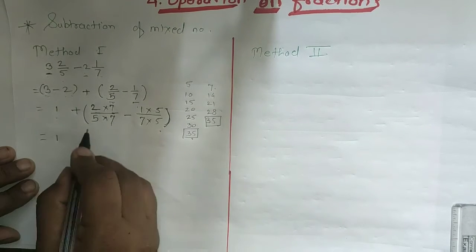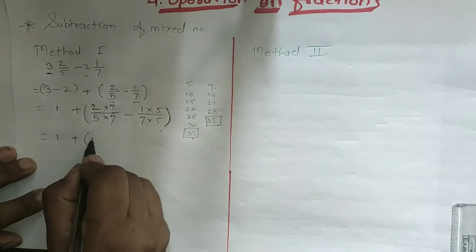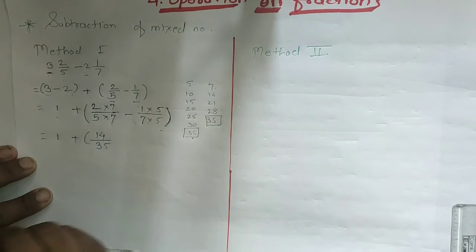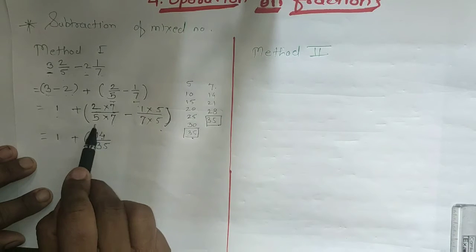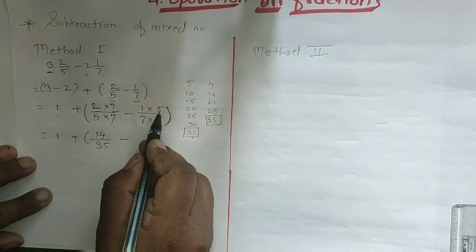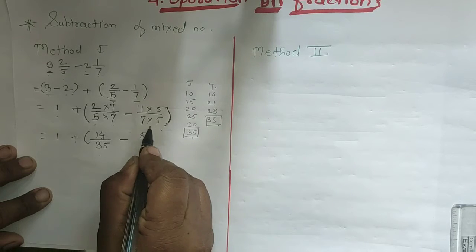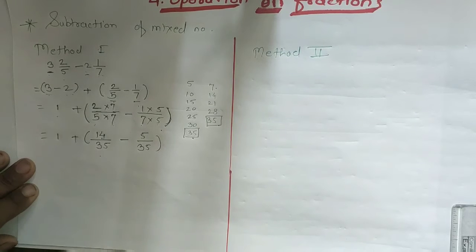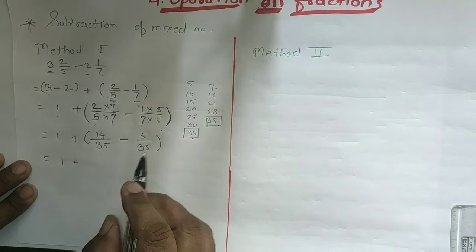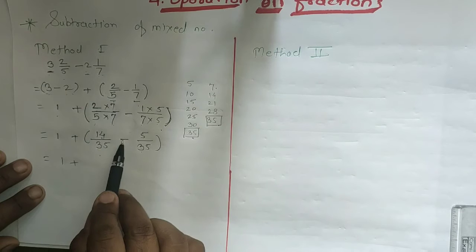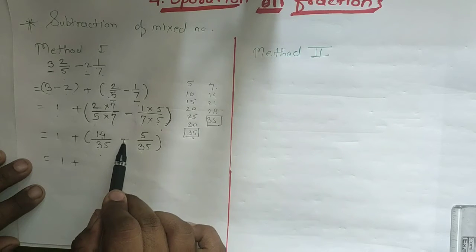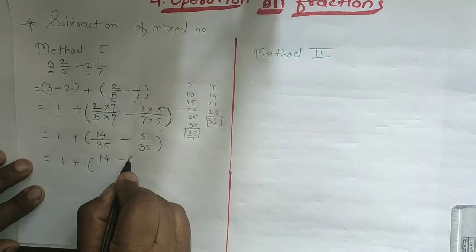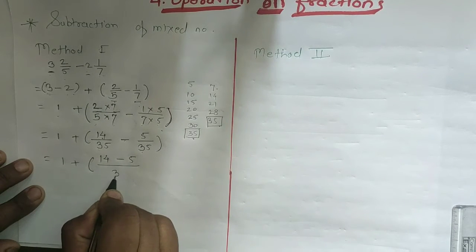Then we get 2 7s are 14, 5 7s are 35. Minus 1 5s are 5, 7 5s are 35. Next step: as you know that the denominators are the same, we do the numerators' addition or subtraction, whichever sign is there. Here negative is there, so write 14 minus 5 divided by 35.